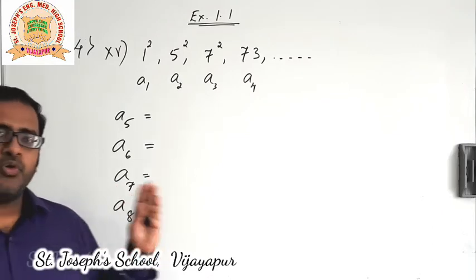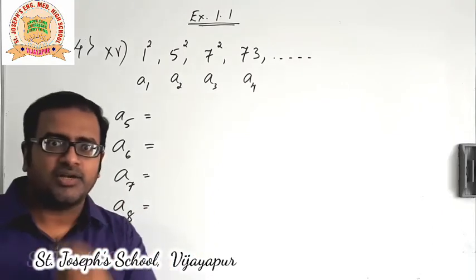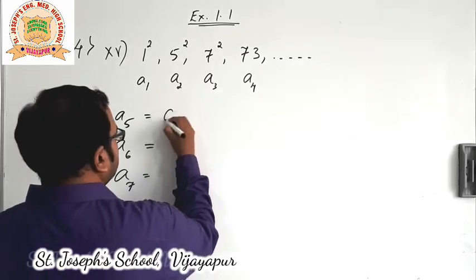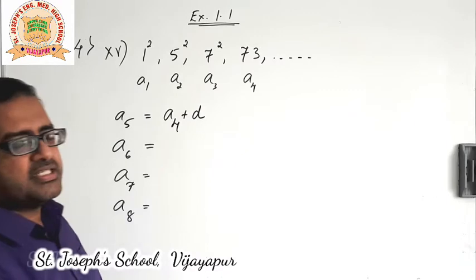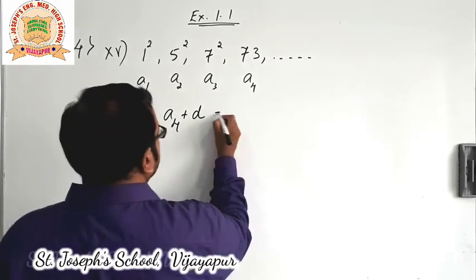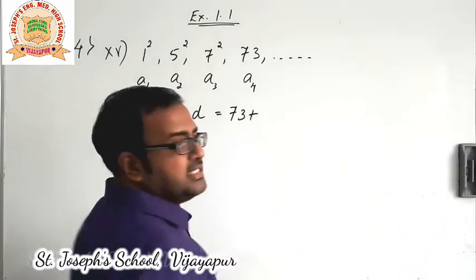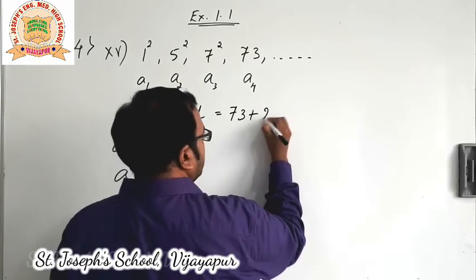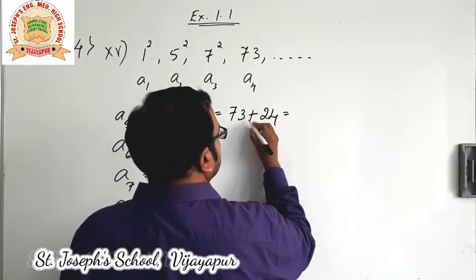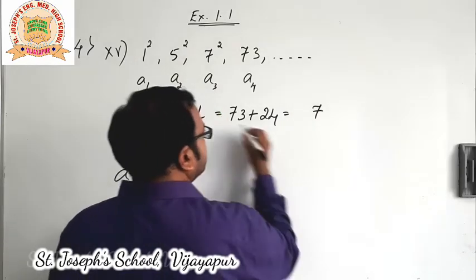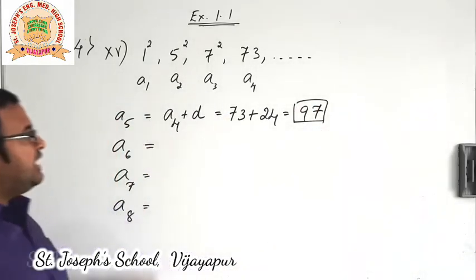So the next 4 terms are A5, A6, A7, A8. Let us start with A5. By the definition, it is the previous term plus the fixed number, or the common difference. So what is A5? 73 plus D. What is D? 24. 73 plus 24 is 97. That is our A5.